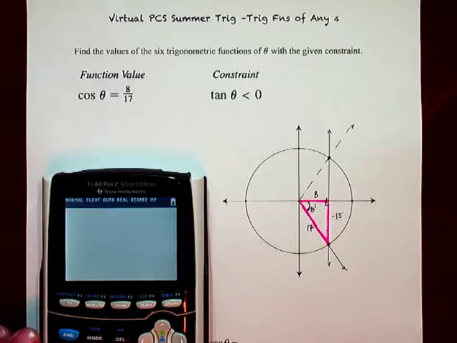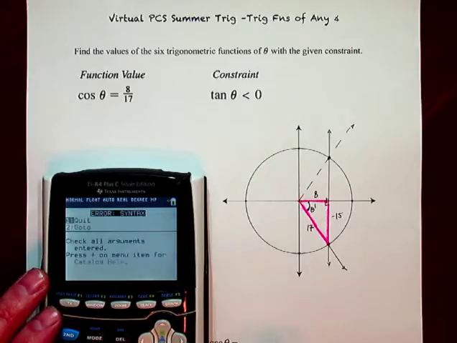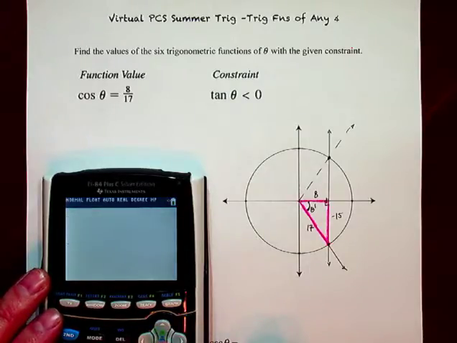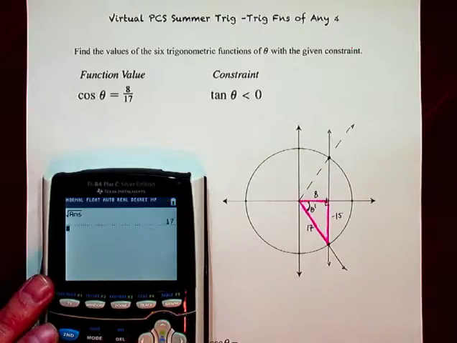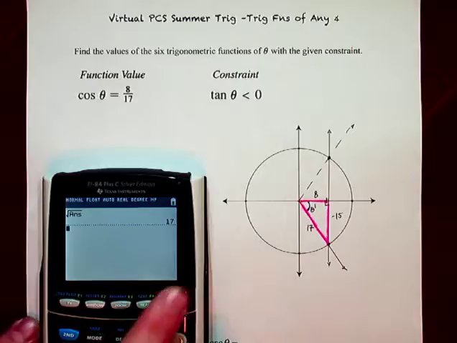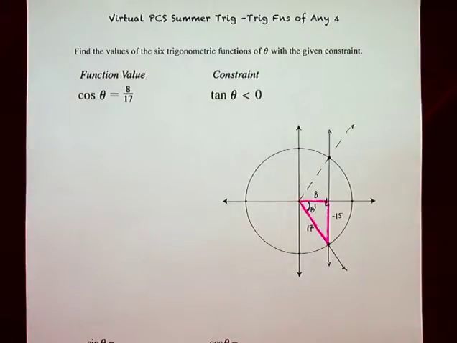So let's just double check. 8 squared plus negative 15 squared is 289, the square root of which, whoops, wrong button. The square root of which is 17. Okay. This is, as you might have guessed, a Pythagorean triple because all 3 of those values are indeed integers.